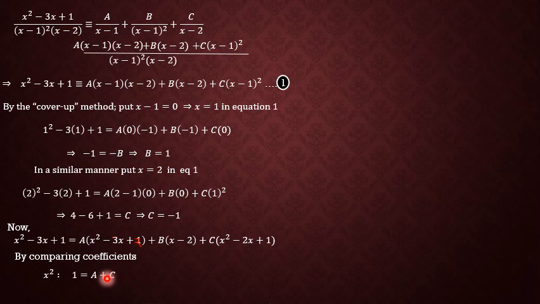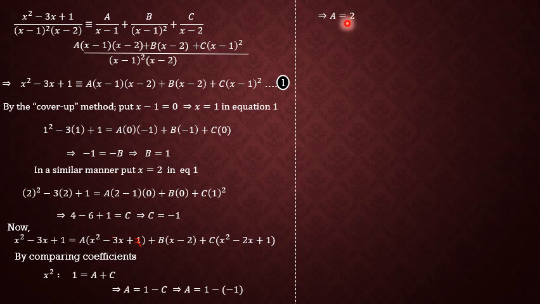So it implies that if I make a the subject from here, my a will be equal to 1 minus c. And what is my c? My c is negative 1. Therefore, my a will be 1 minus negative 1. And 1 minus negative 1 is, let's say, 1 minus minus 1. Minus minus will give you plus. So at the end of the day, my a is just equal to 2. So that is my a.